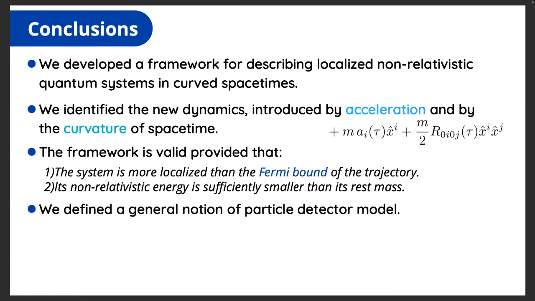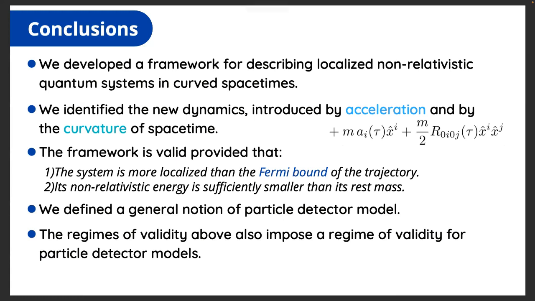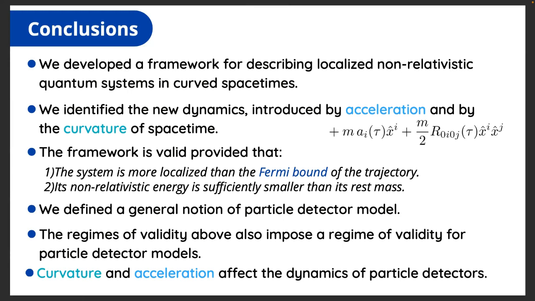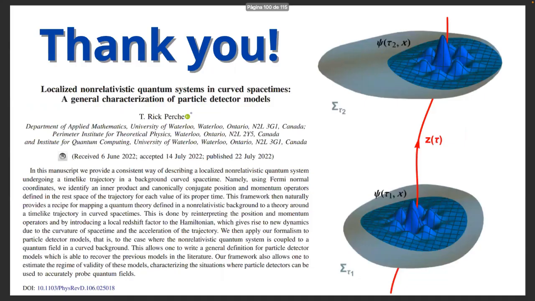And we use this formalism to define a general notion of particle detector model. It's not the most general you can talk about, because you could still consider a superposition of trajectories, for instance. This is not described by this formalism. But still, it's a more general notion of particle detector model. And the regimes of validity from the description of the localized non-relativistic quantum systems also impose a regime of validity on these particle detector models. And finally, we discussed how curvature and acceleration affect the dynamics of particle detectors. So thank you very much, and that's it.